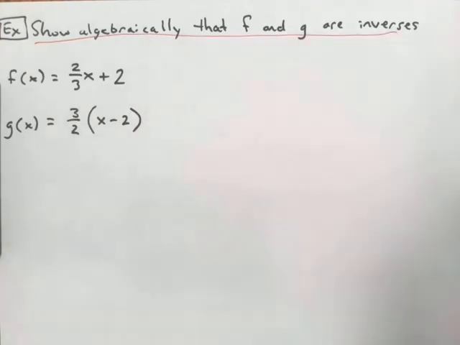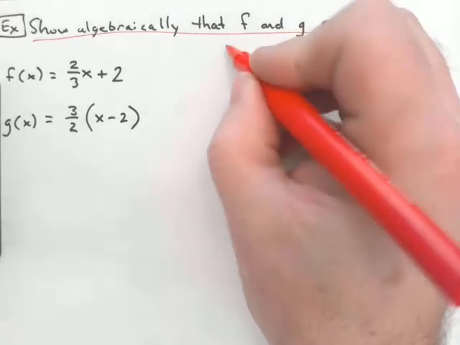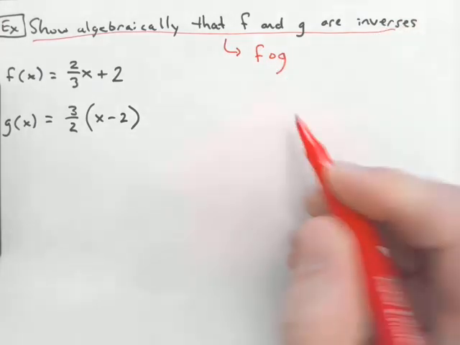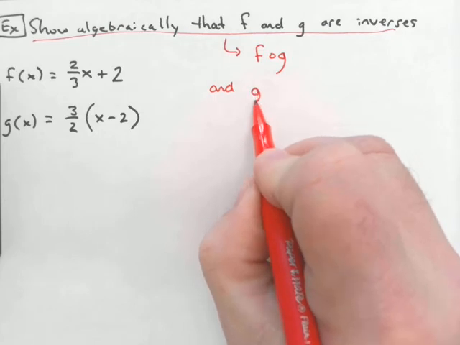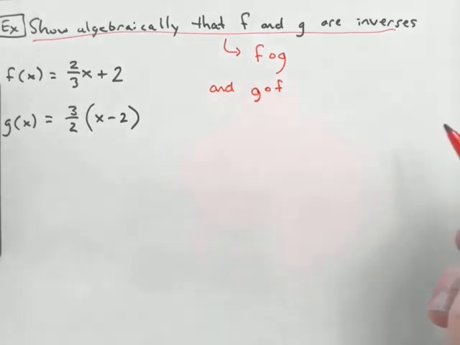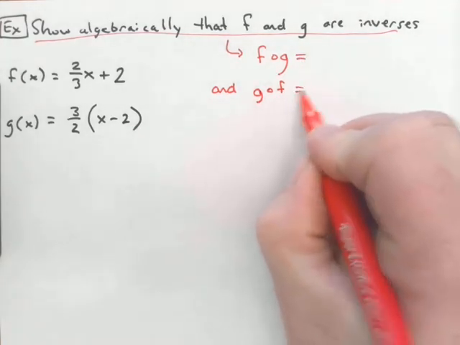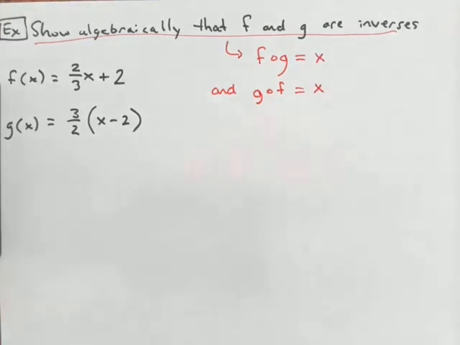And how do you show algebraically that two functions are inverses? Well, there are two calculations that we need to make. We need to do the composition function in each direction. So we need to do f of g of x, and we also need to do g of f of x. We need to do those two calculations. And if you have functions that are inverses, both of those calculations are going to give you the same answer, and what you are going to get is just x for the answer on both of those.